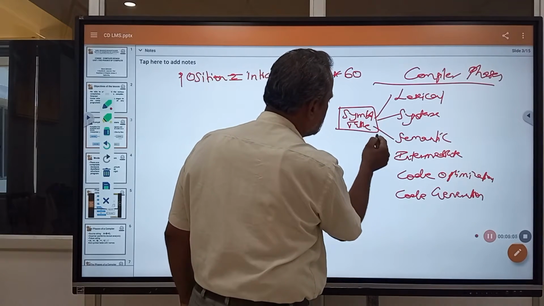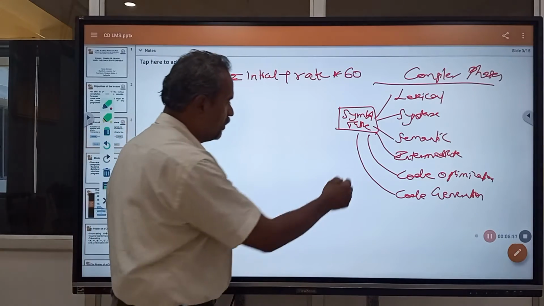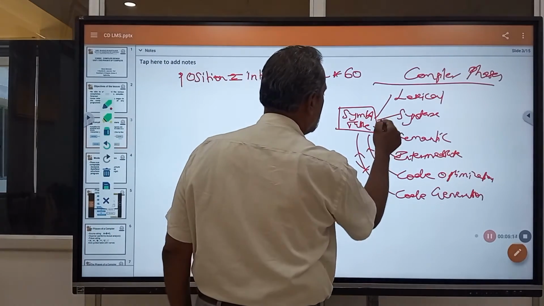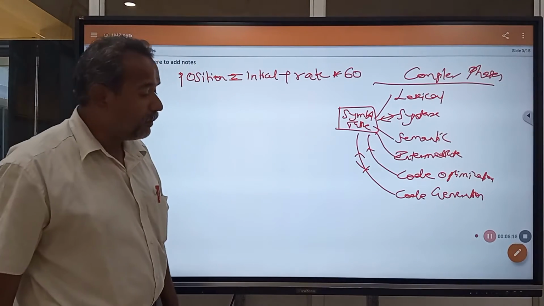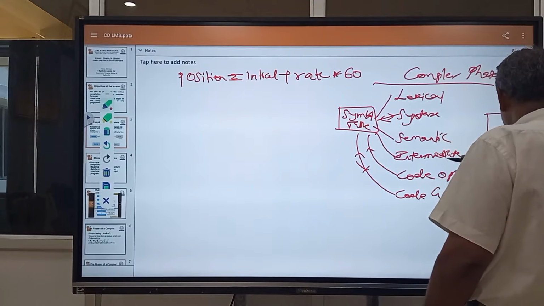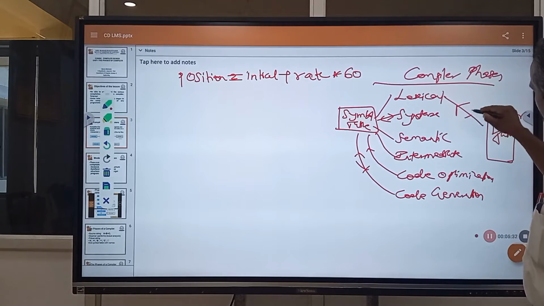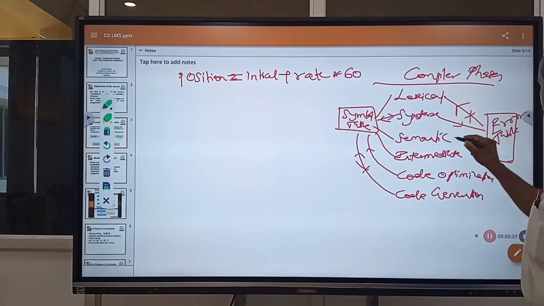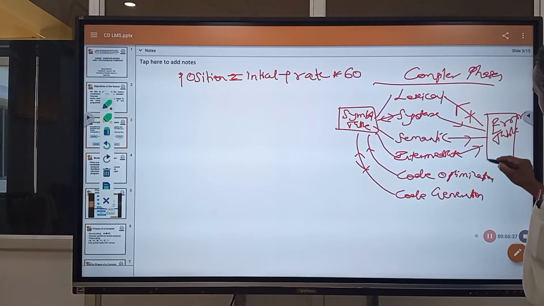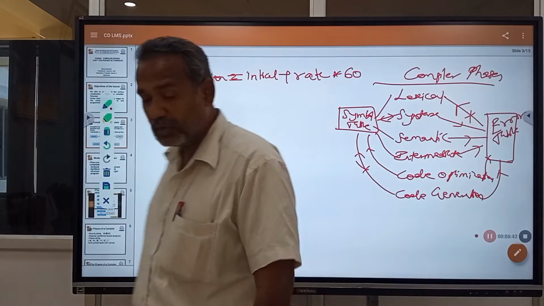What is the need of the symbol table? All the phases of the compiler are linked to the symbol table, followed by another component called the error handler. So the compiler will have tables such as the symbol table and the error table, and various phases of the compiler. Now you come to an idea why the compiler is divided into various phases.